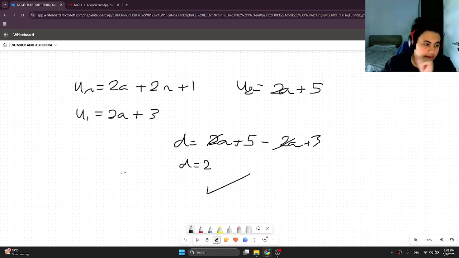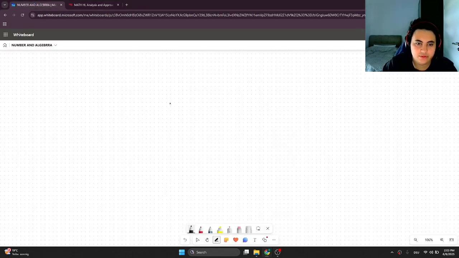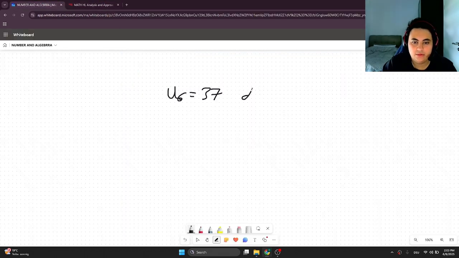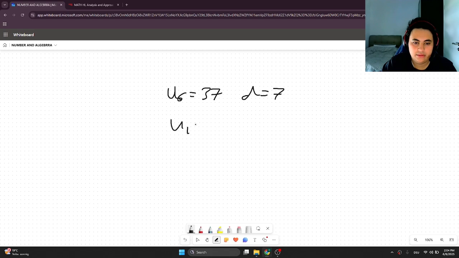Okay, next question. The sixth term of an arithmetic sequence is 37. So let's write that: u6 is equal to 37. And the common difference is 7, so d is equal to 7. Find the first term and the nth term. So we need to find u1, and we need to find un.